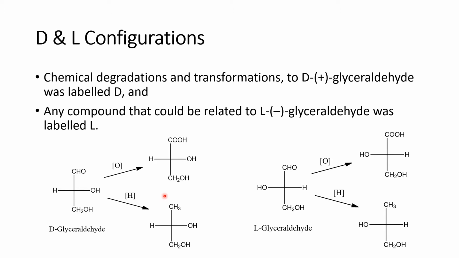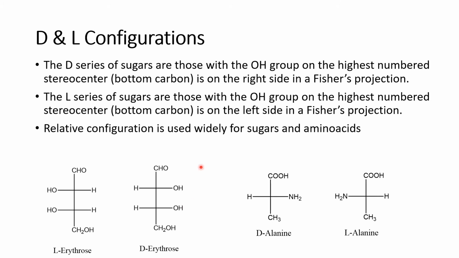In the same manner, they did the same experiment with L-glyceraldehyde also. This time also there is no change in the configuration. Therefore, these two structures are also named L, as they are derived from L-glyceraldehyde. So this is the first nomenclature given to the compounds generated from glyceraldehyde. Now they thought to give this nomenclature to other compounds also.